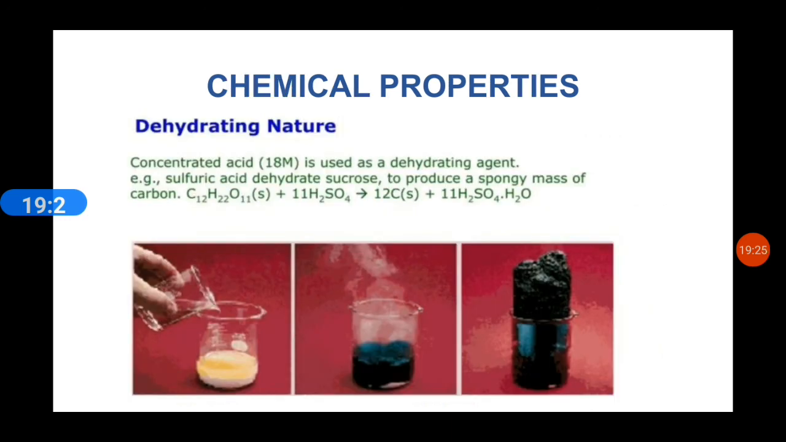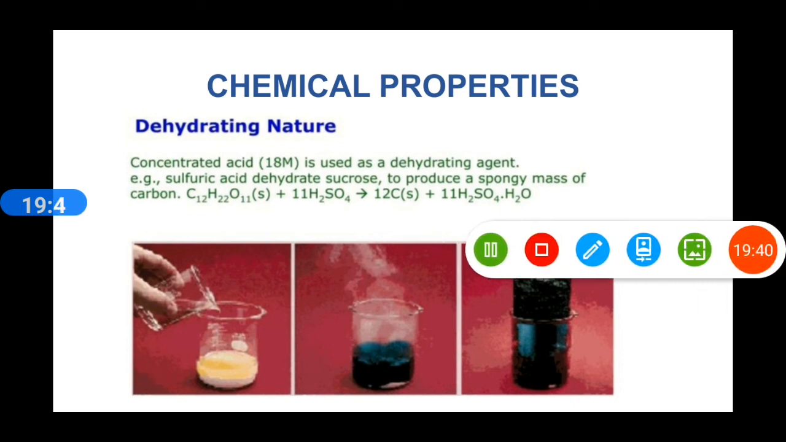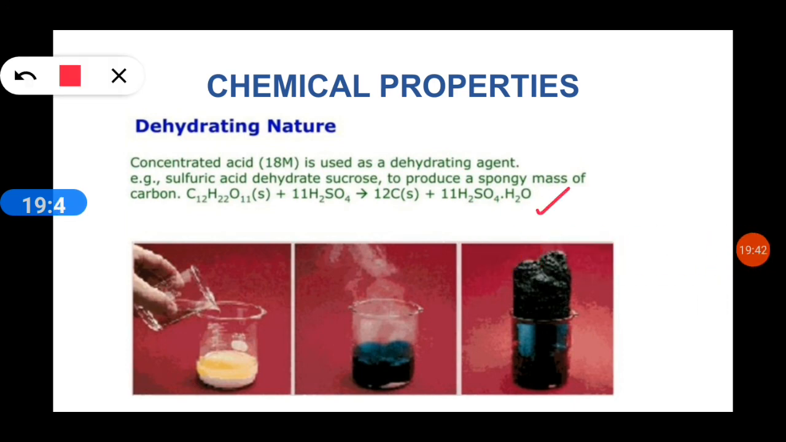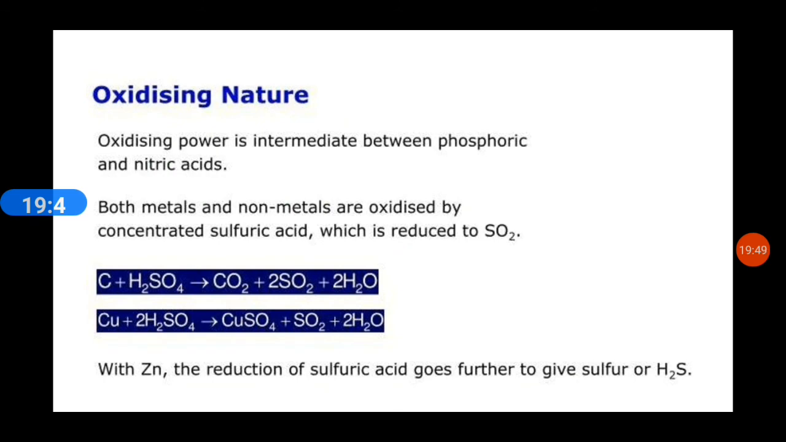Some chemical properties. Being a strong acid, it also shows dehydrating nature. Concentrated acid, when added to sucrose, produces a spongy mass of carbon, as shown in figure also. Oxidizing nature, it's a powerful oxidizing agent, though intermediate between phosphoric acid and nitric acid.